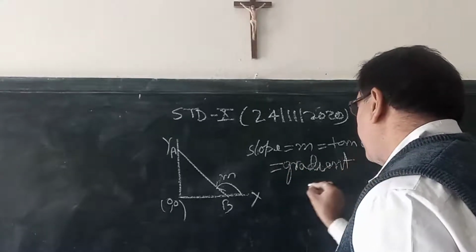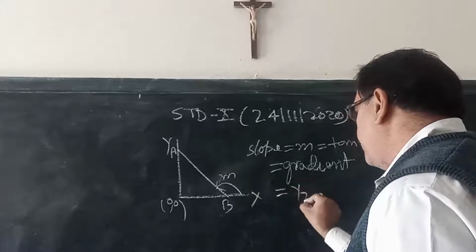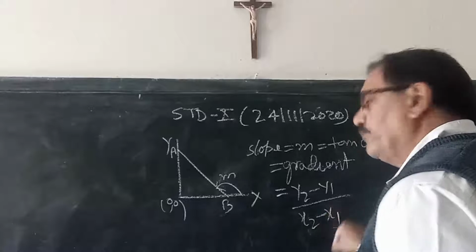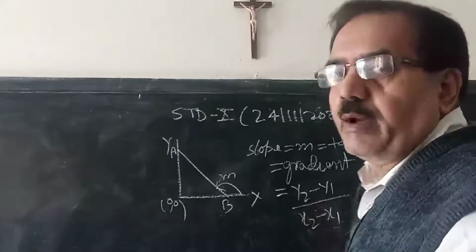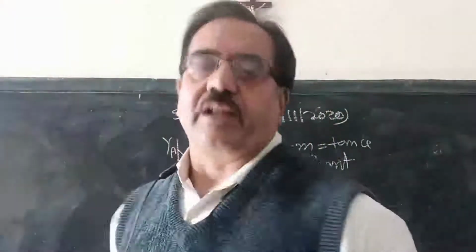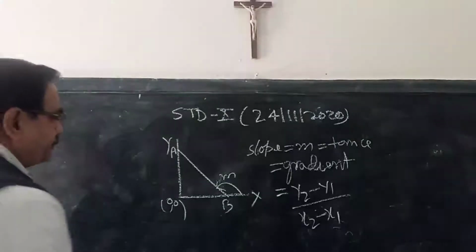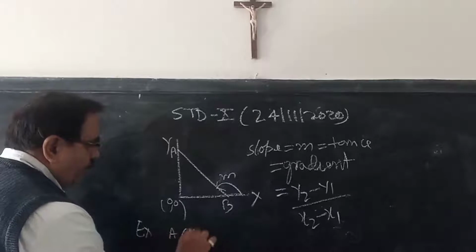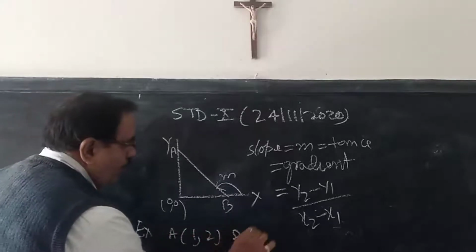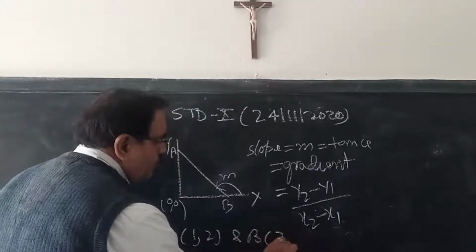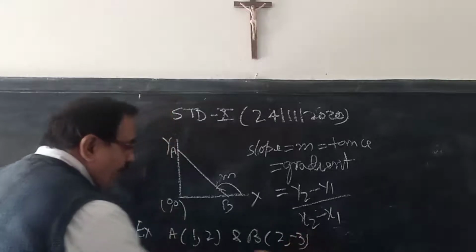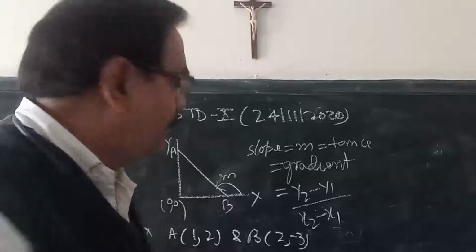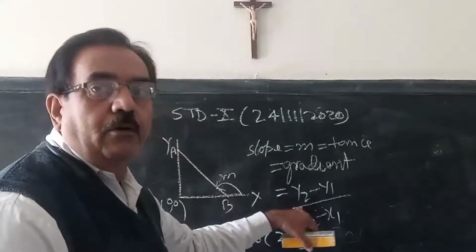Also y2 minus y1 by x2 minus x1. When will we use this? When two coordinates are given. For example, coordinate A is given as (1, 2) and coordinate B is given as (2, -3). We have to find the slope. So when two coordinates are given, we will use this form.